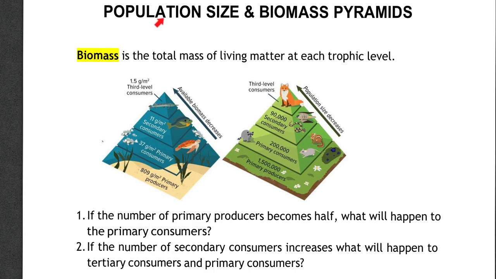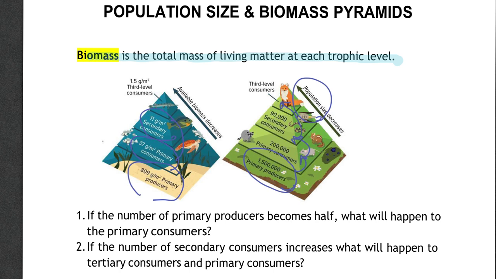Now let us discuss the population size and biomass pyramids. For this one, you should first know what biomass is. Biomass is the total mass of the living matter at each trophic level. You can see here what's happening to the biomass. As you go up, the biomass is also decreasing. Similarly, the population size of the primary producers is higher than the primary consumers, secondary consumers, and so on to the tertiary consumers.